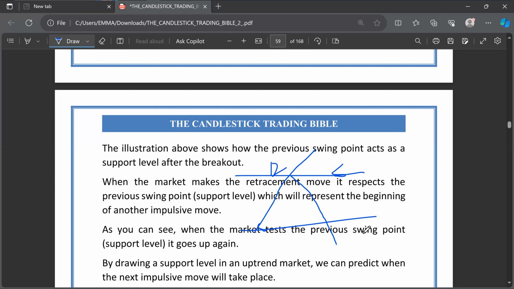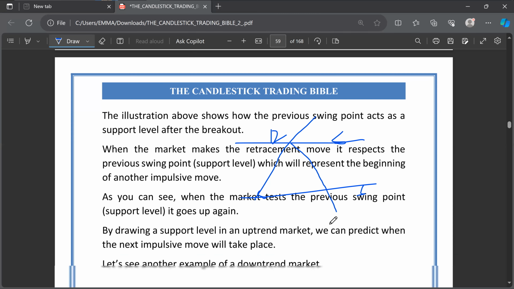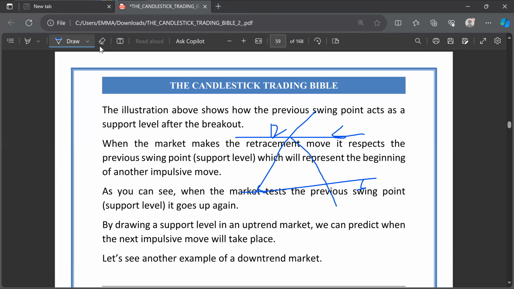A new resistance level. So it's just the opposite. Whatever name you had initially will become the opposite of it, the current one. So that is what it means. Now, as you can see, when the market tests the previous swing point, that's the support level, it goes up again. By drawing a support level in an uptrend, we can predict when the next impulsive move will take place.